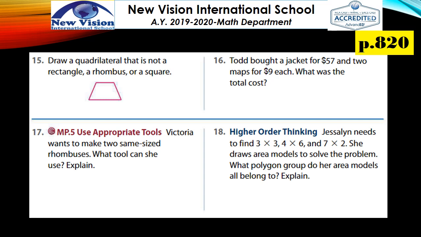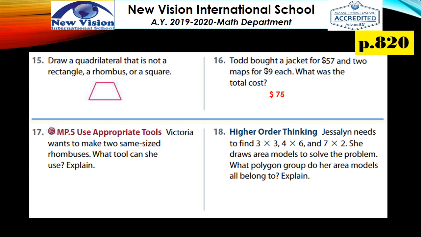Next, number 16. Todd bought a jacket for $57 and 2 maps for $9 each. What was the total cost? So you have a jacket for $57 and maps for $9 each. 2 maps. So 57 plus 18 is $75. Very good.